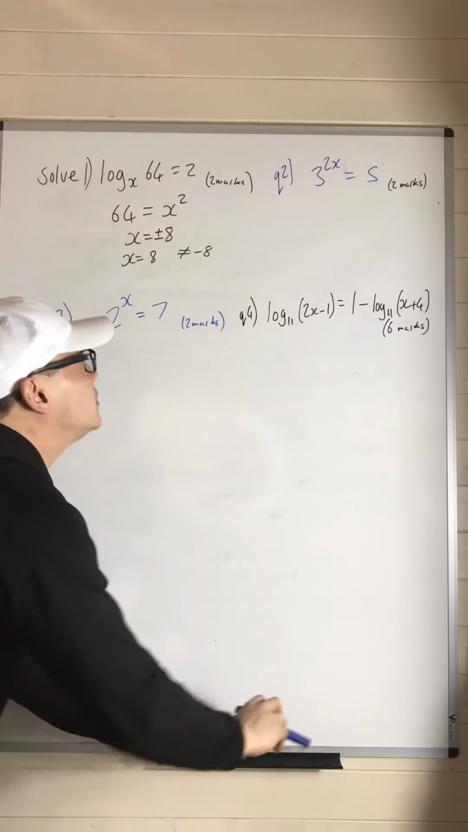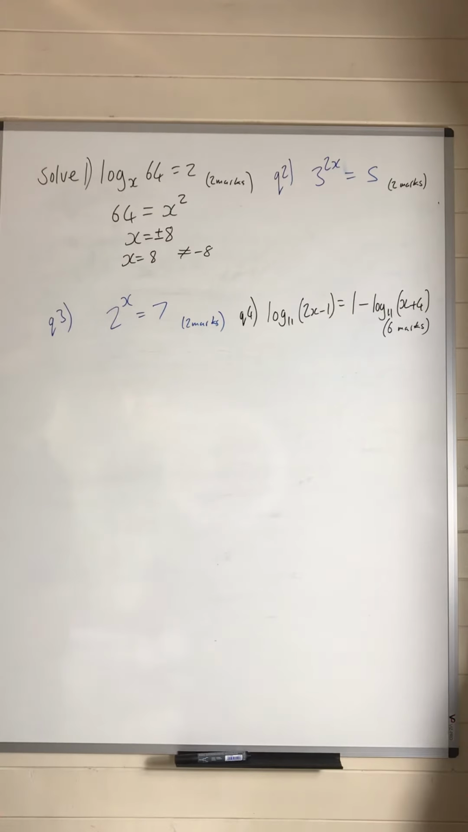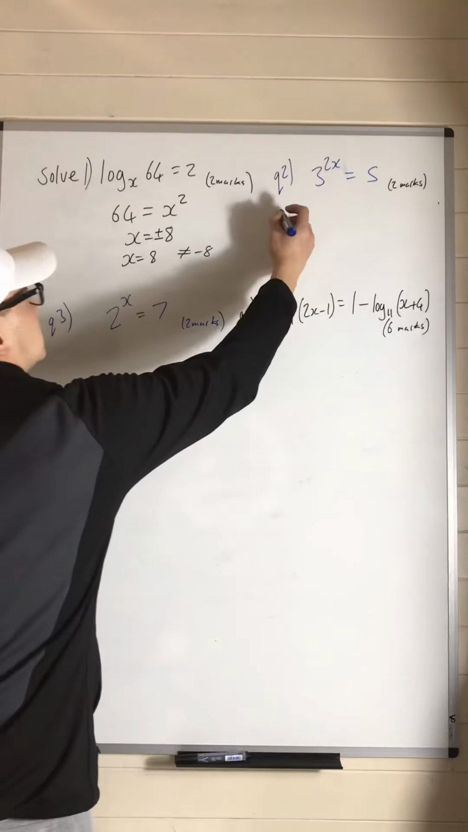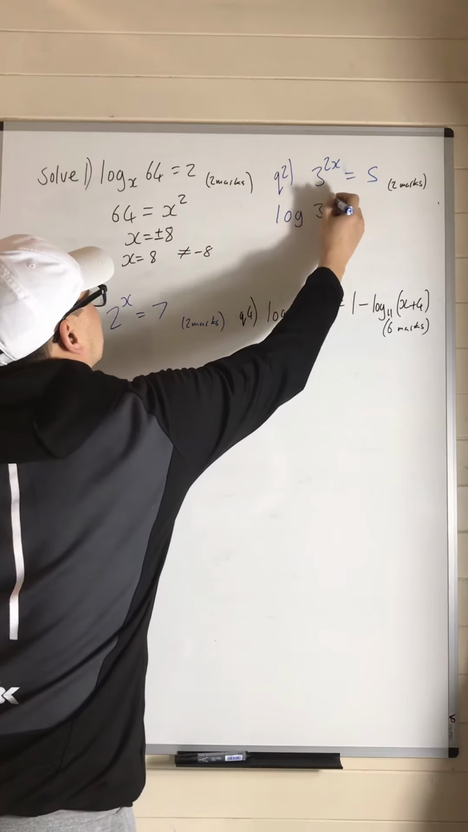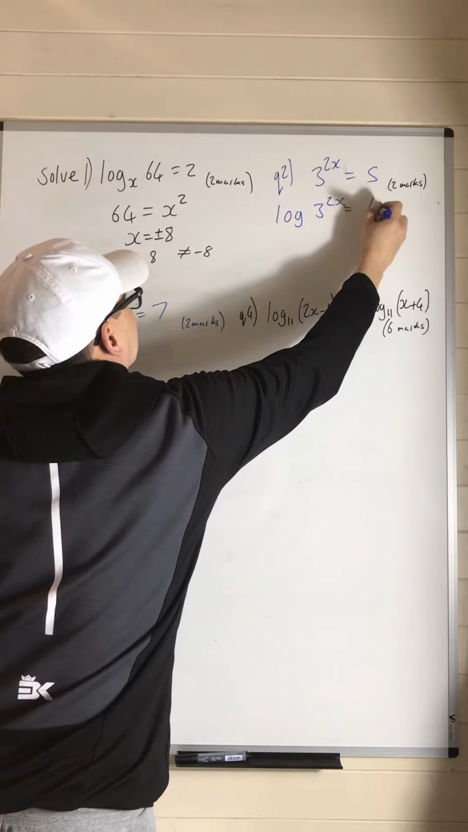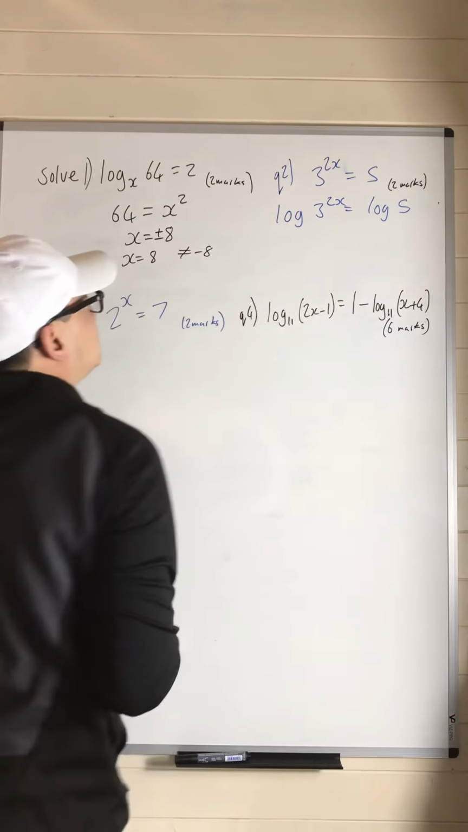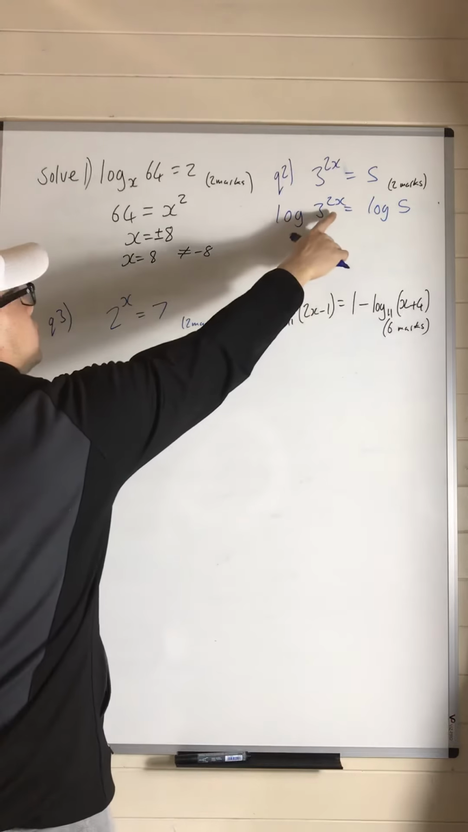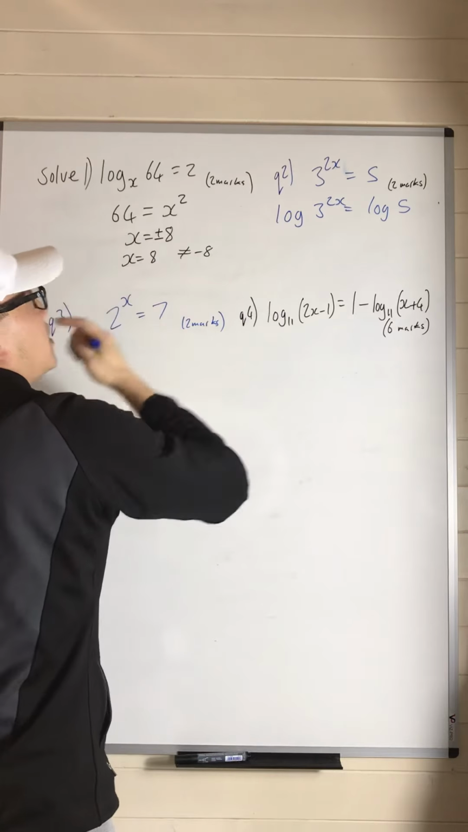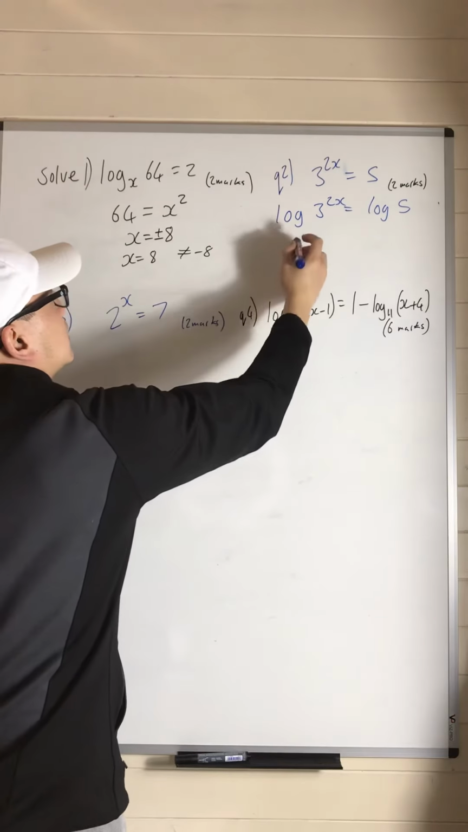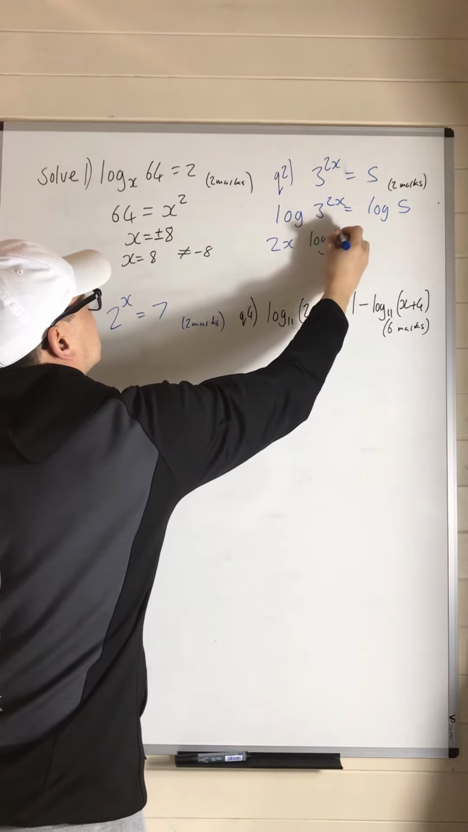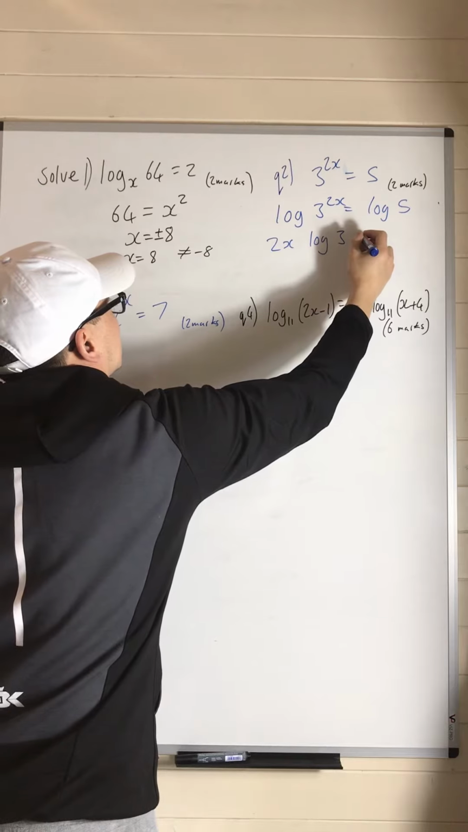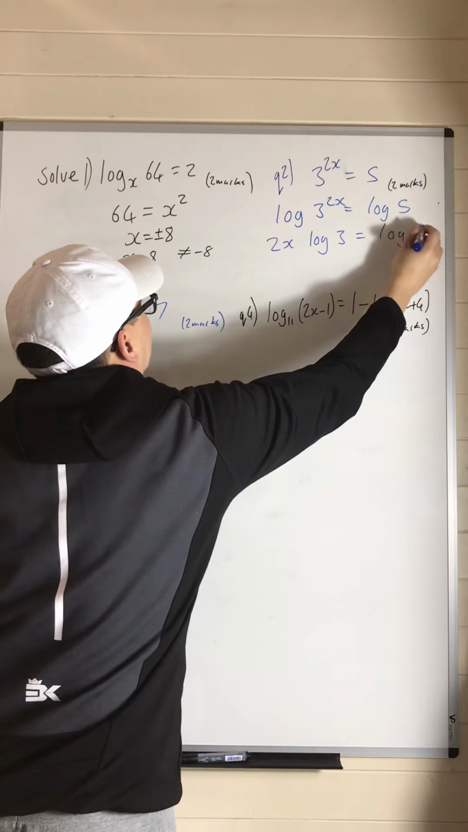Now for this question, we have to log both sides, so you get log 3 to the 2x equals log 5. Now remember the power law, you can bring this 2x in front of the log, so you get 2x times log 3 equals log 5, that will get you a method mark.